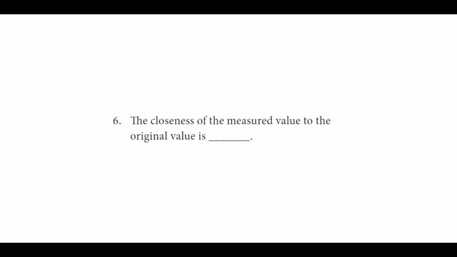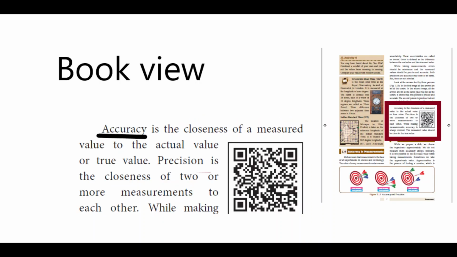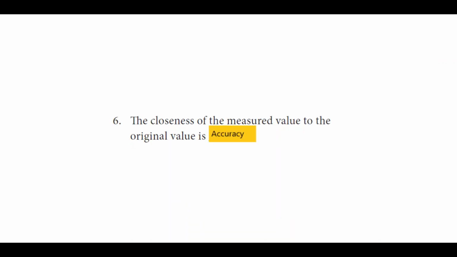Sixth one. The closeness of the measured value to the original value is dash. So in the book, it was mentioned as accuracy is the closeness of a measured value to the actual value. It was underlined here. So the answer is accuracy. Again, I will read it. Sixth question. The closeness of the measured value to the original value is accuracy.